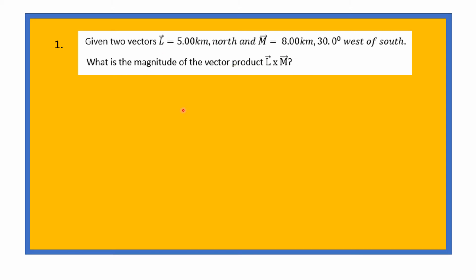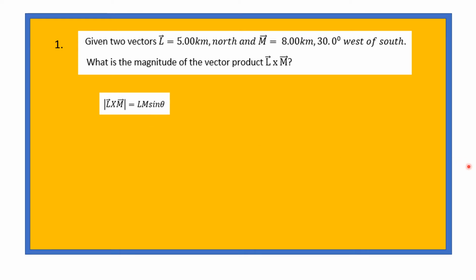So in this problem, we are given two vectors, L and M. What is the magnitude of L cross M? What is the formula used to find the magnitude of the cross product of two vectors like L and M? We have this formula: the absolute value symbol represents the magnitude of the vector L cross M. It is simply equal to the magnitude of vector L times M, where M is the magnitude of vector M, times sine theta, where theta is the angle between L and M.